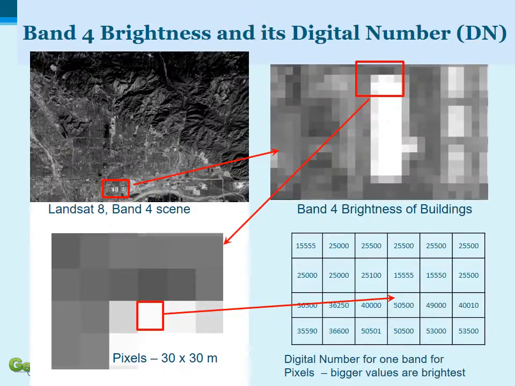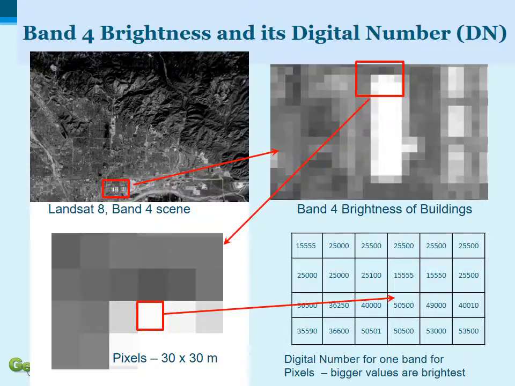If I go in and look at it in finer detail, this happens to be one band, band 7. It's the brightness and its digital numbers for Landsat 8. So if I zoom in further, I can see a rectangular area. I can begin to identify it. Looks like a building, right?